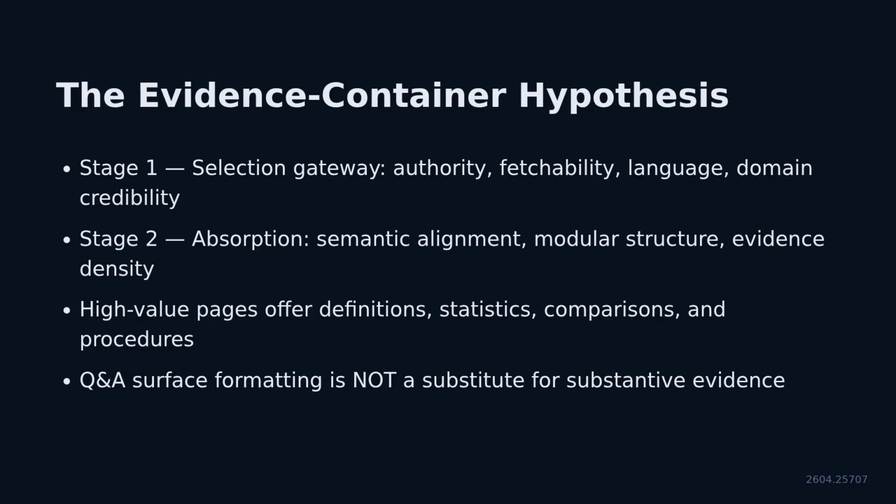All of these findings support what the authors call the evidence container hypothesis. A page becomes valuable to a generative engine when it can be decomposed into reusable, semantically aligned information units. That means clear topical scope, section headings that mirror user subquestions, paragraphs each carrying a distinct claim, and extractable evidence like definitions, statistics, comparisons, and step-by-step procedures. The gateway into the citation pool still requires authority and indexability. But once selected, absorption depends on semantic alignment and usable evidence structure.